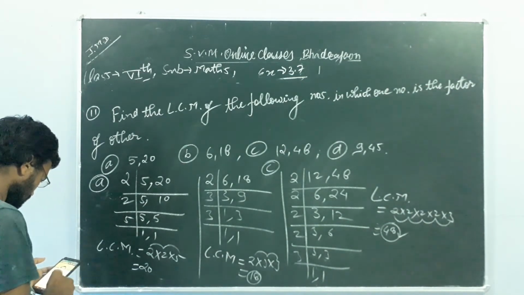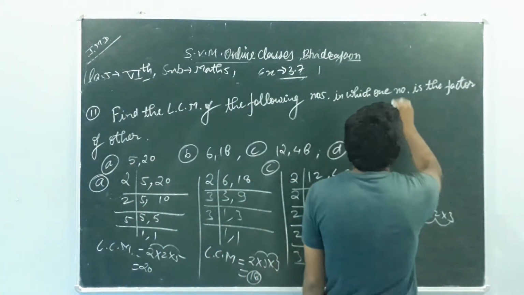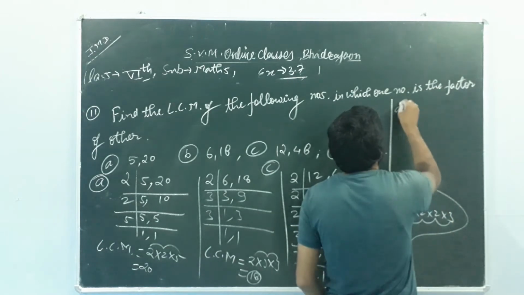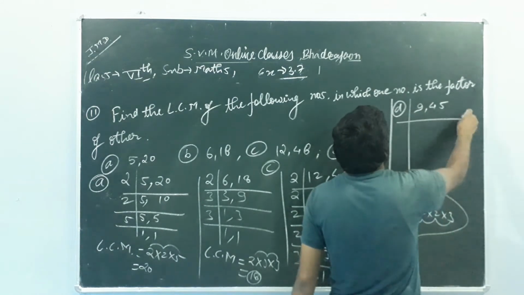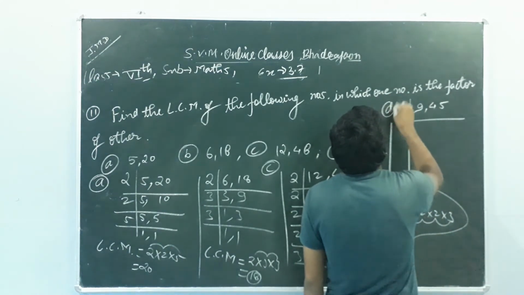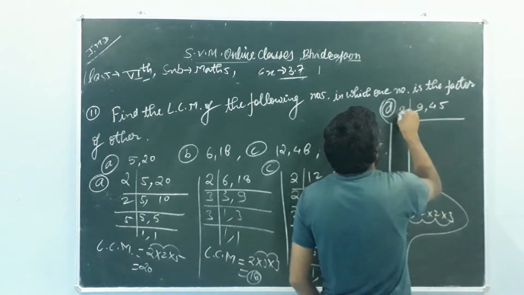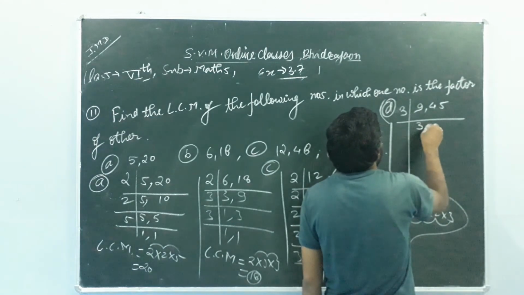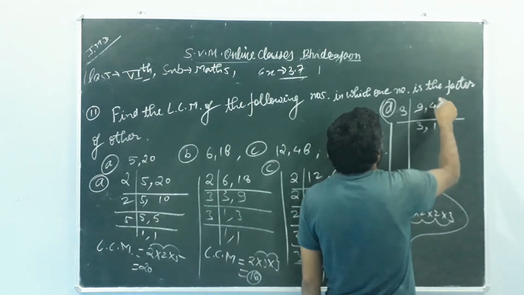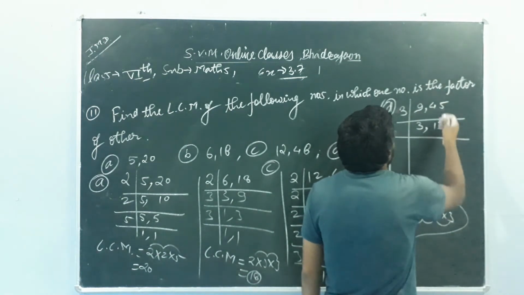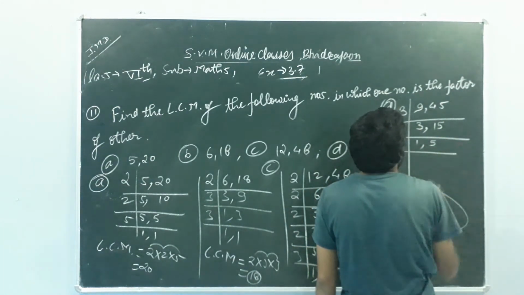Okay, so our part D is what? Our part D is 9 and 45. We have to take the LCM of 9 and 45 in our part D. We will divide both by 3. So 3 3s are 9, and after that 3 1s are 3, and this was 45, so this is 15. 3 5s are 15.